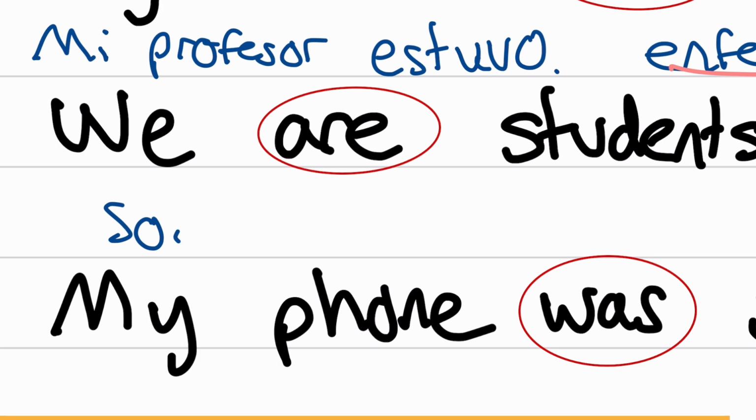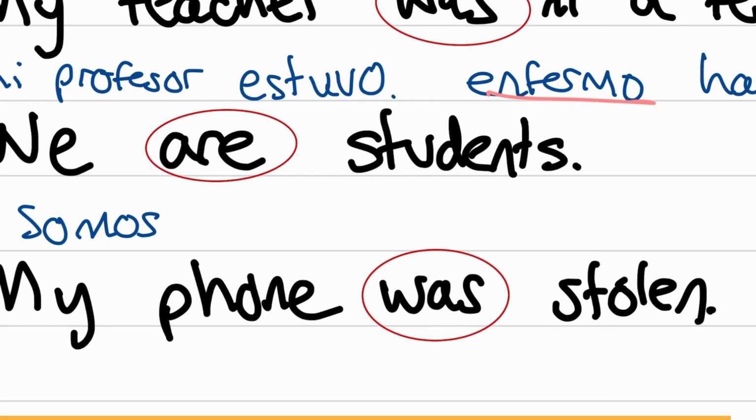Two more. We are students, this is the present tense. Somos is we are, not estamos, because it's a description of something. You can also think of it as a job as well, somos alumnos, o estudiantes.